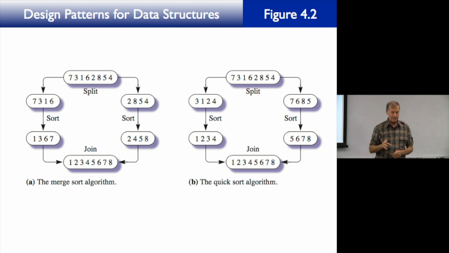Look at the split. If the original list is 7316284, it splits in such a way that each of the numbers in the list on the left is what compared to each one of the numbers in the list on the right? Smaller. So it has a way of getting all the smaller ones on the left and all the larger ones on the right. You see?